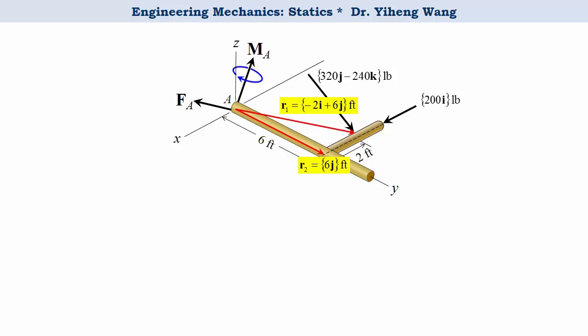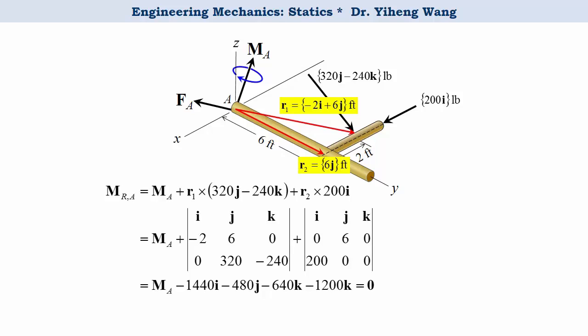And now, the resultant moment Ma equals the support couple moment reaction at point A plus the moment caused by the first applied force plus the moment caused by the second applied force. And that's all the external moments. From the calculation, the couple moment vector Ma equals 1400I plus 480J plus 1840K in units of pound-foot.